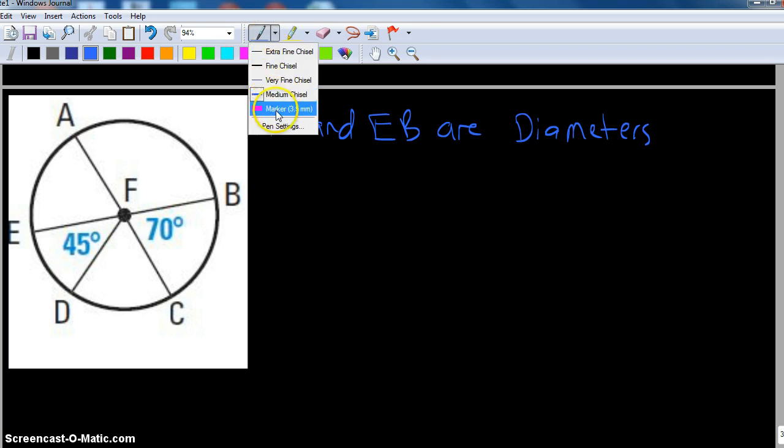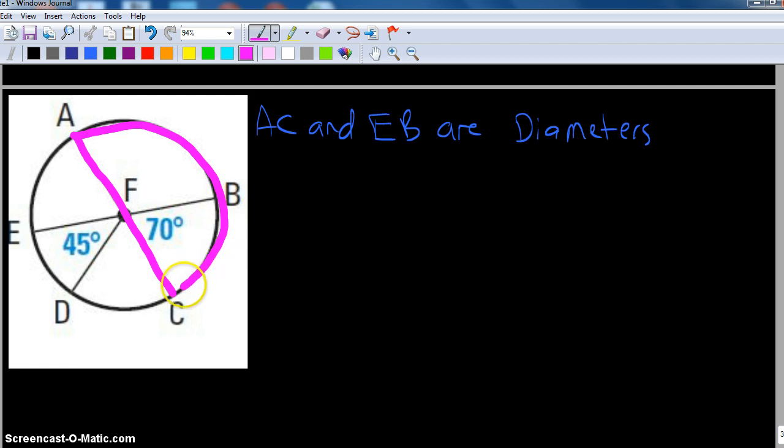So if we come over here and take a look at this piece right here, from A all the way to C, that's a semicircle. So is this over here, but I'm focusing on this part. Why? Because this should be half of 360, which is 180. I have 70. How do I find this leftover part? Well, it's just going to be 180 minus 70, which is 110.